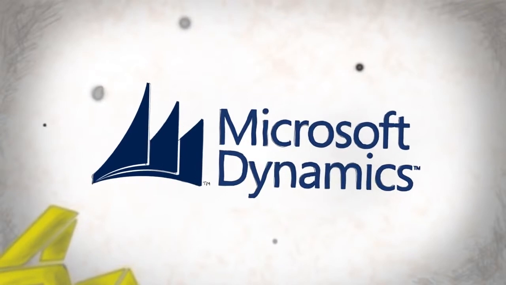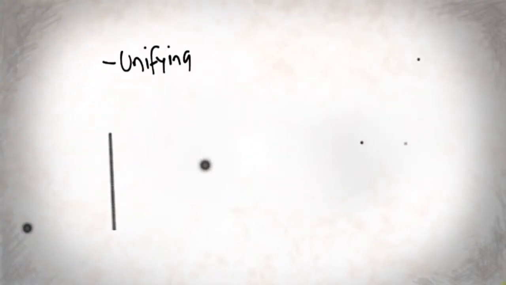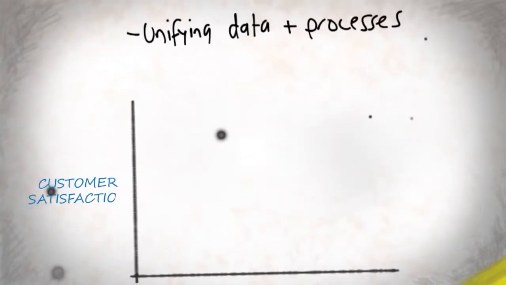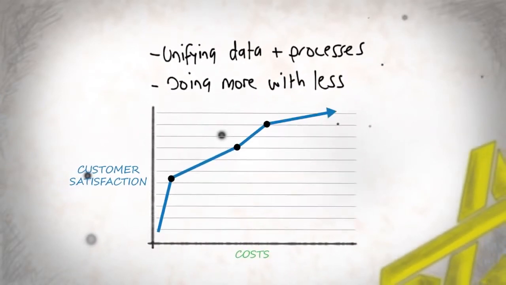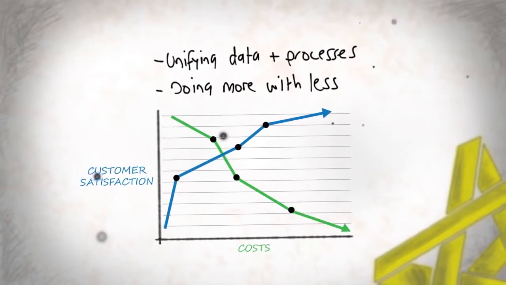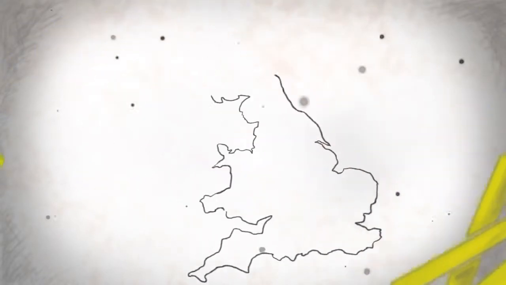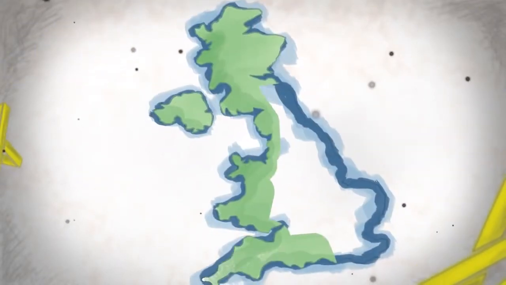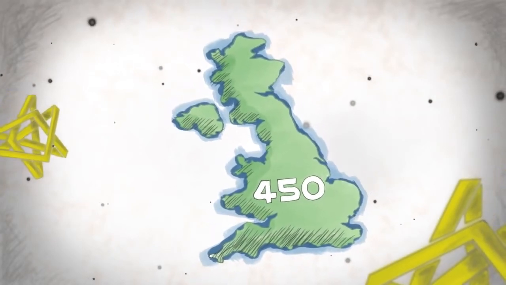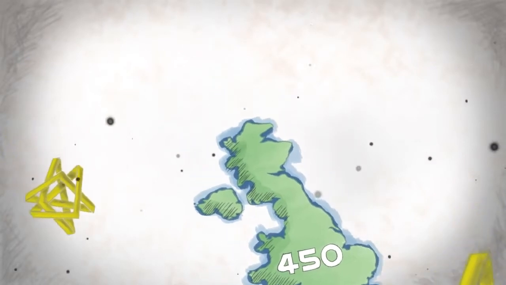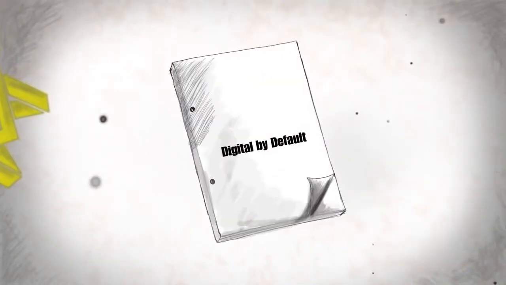Microsoft Dynamics has the flexibility to provide easy-to-use and intuitive digital services as required by this government initiative. By unifying data and processes within a single system, so much more can be achieved with less resource, thus increasing customer satisfaction and reducing cost. With over 450 public sector customers in the UK, Microsoft Dynamics is committed to supporting this initiative and helping organisations make the transition to become digital by default.